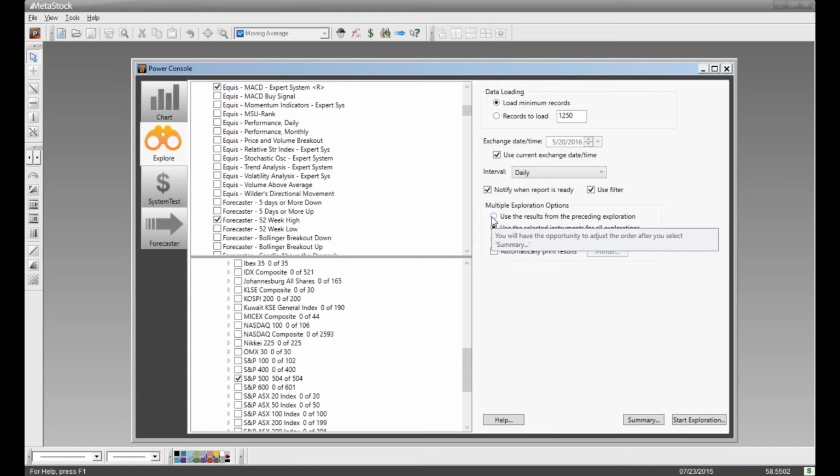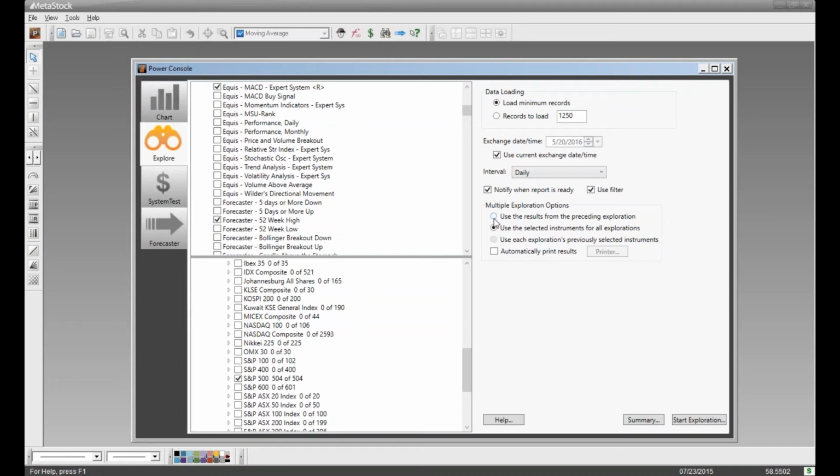Now here's the button, here's where you can set up a kind of drip system. You have a couple of ways that you can run this. First off, you can run two separate explorations. You can run all 504 instruments through the MACD expert system, and then separately you can also run all 504 instruments again through the 52-week high, so looking for those 52-week highs.